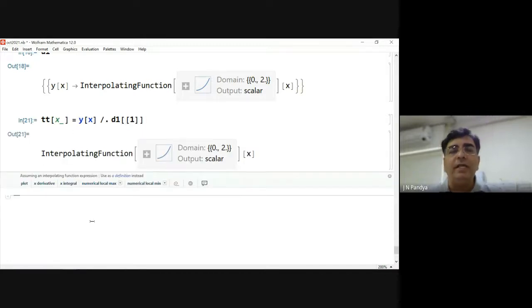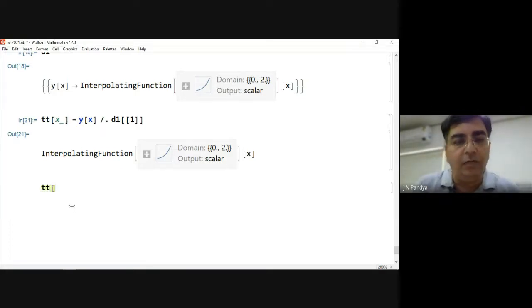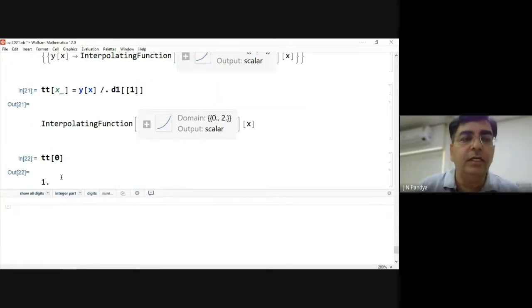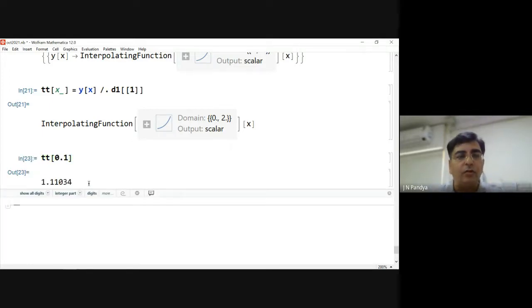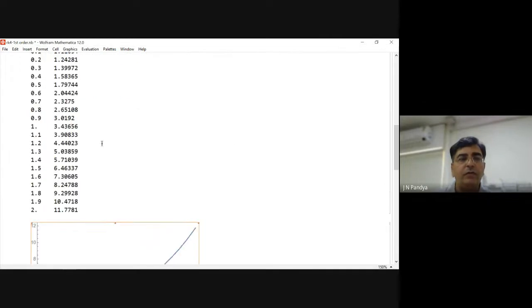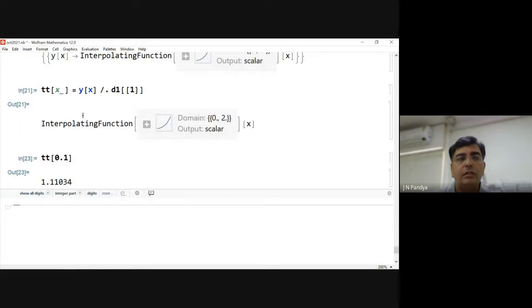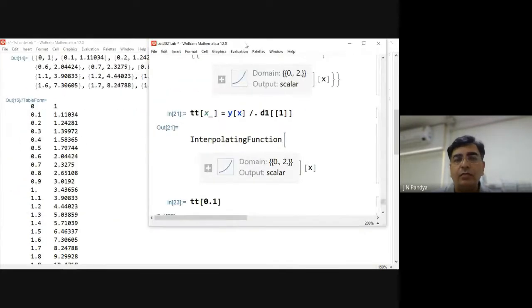So what is happening now? Now my TT of x is nothing but that function. So if I write TT of 0, it should give me 1. If I write TT of 0.1, it should give me 1.11034. See here, 0.01134. Let me put it this way so that you have a feel of it.